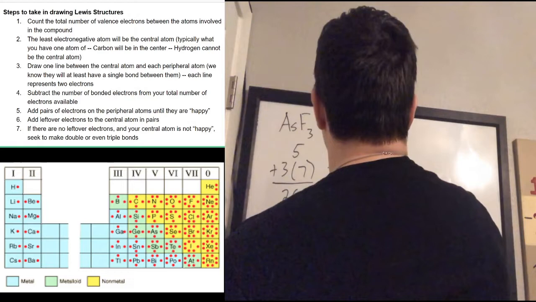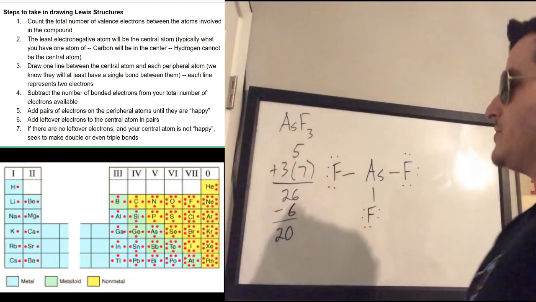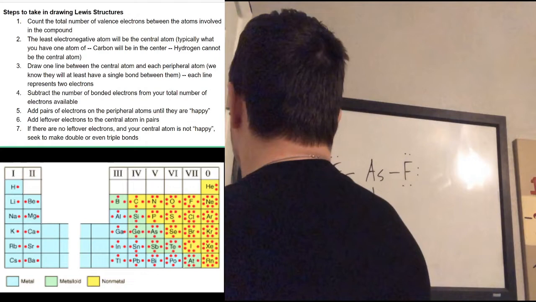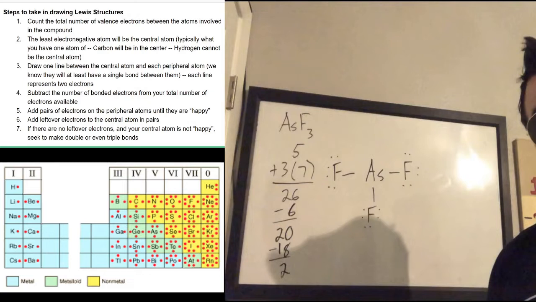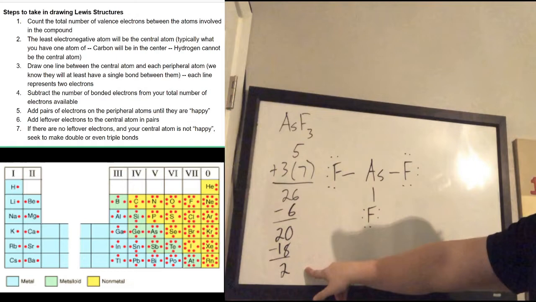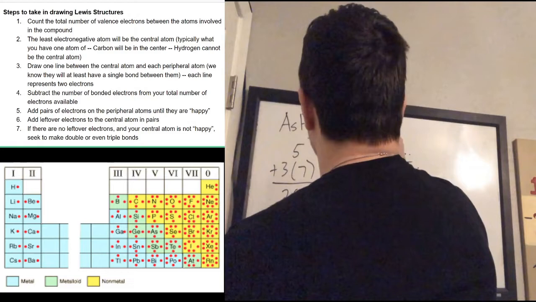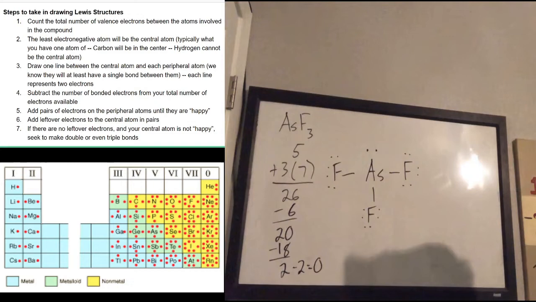You get pretty fast with drawing these dots here with a little bit of practice. So 6 times 3, quick maths, we just utilized 18. But we have 2 left over. And if you're following your rules once again, after you've made your outside guys happy, if you have any leftover electrons, they always go to the central atom in pairs. With 2 electrons left over, we have enough to give 1 pair to the central atom. So now all of our electrons have been utilized, and if you double check your work, everyone is now happy.